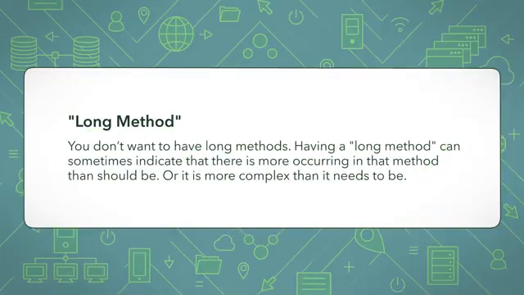This one is relatively self-explanatory. You don't want to have long methods. Having a long method can sometimes indicate that there is more occurring in that method than should be, or it's more complex than it needs to be. But how long is too long? It really depends. There's no magic rule that says that a method with X amount of lines is too long.